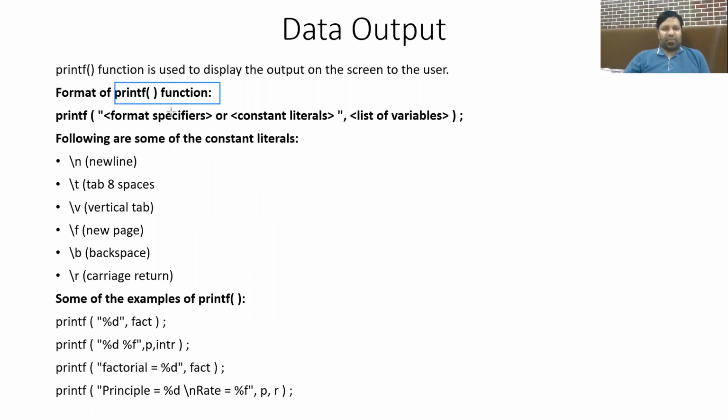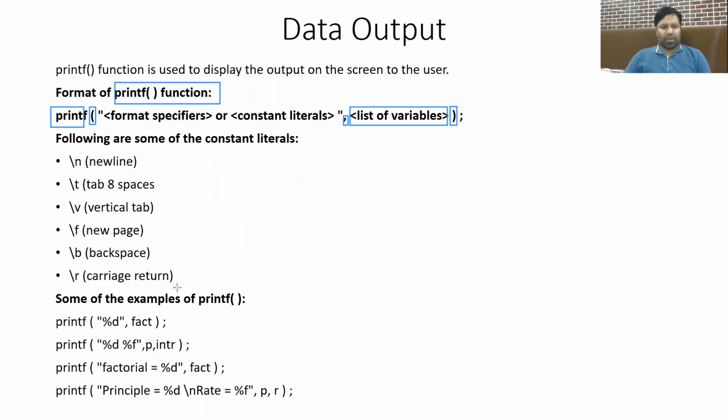What is the syntax of the printf function? Printf followed by the round brackets, and then within the double quotes, we specify the format specifier or the constant literal as part of the message that we want to display. If we have used some format specifiers or we want to display some variables, then we are going to use the comma and then the list of variables for which the value has to be displayed.